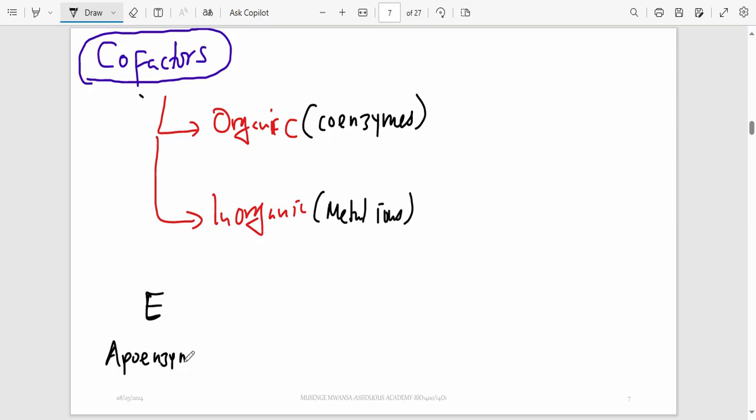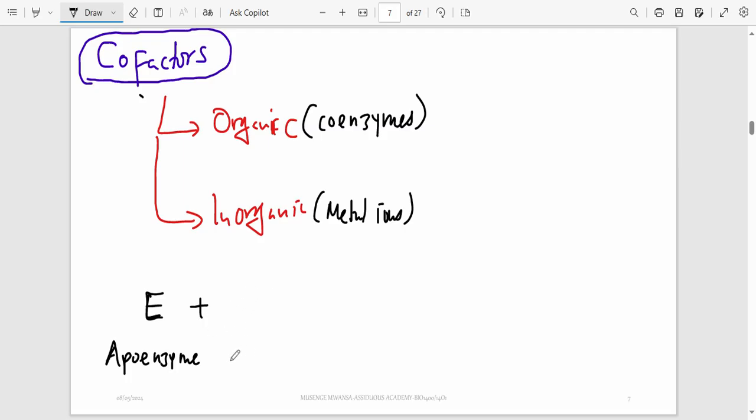Check through last year's paper and the 2021 paper. You will see this. So what is an apoenzyme? An apoenzyme is an enzyme that requires a cofactor, but it is not bound to its cofactor. But if you get this apoenzyme plus its cofactor, okay?